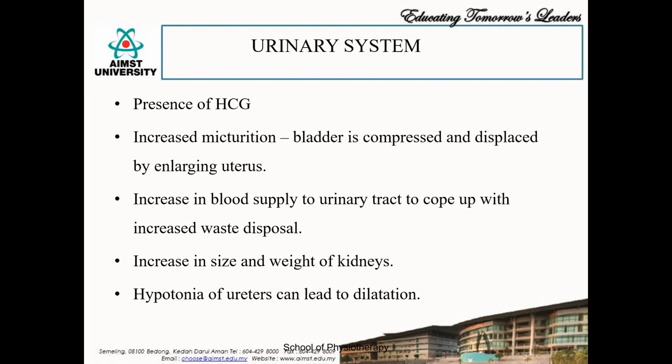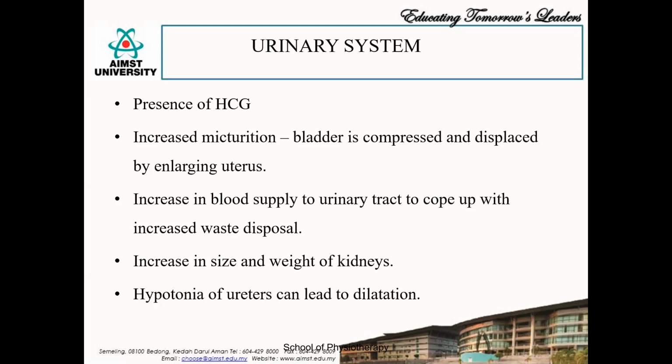Why? Especially in the first 2 months, the uterus will be present in the pelvic cavity, and the uterus will be compressing the urinary bladder. So the urinary bladder will not be able to accumulate more fluid, and this will lead to micturition many times. Okay, so that's why there will be an increase in micturition.